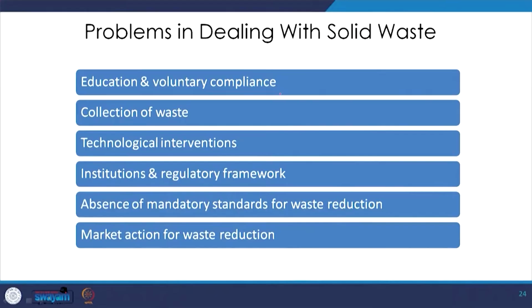Now, there are several problems in dealing with solid waste. One of the major problems is in education and voluntary compliance. When we request the occupants to segregate their waste at source, there is the biggest challenge and also the resistance.